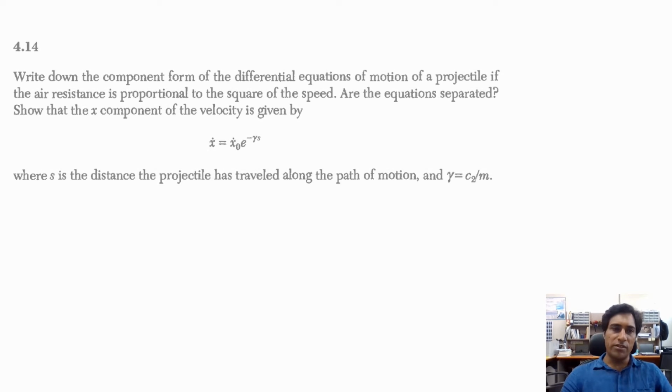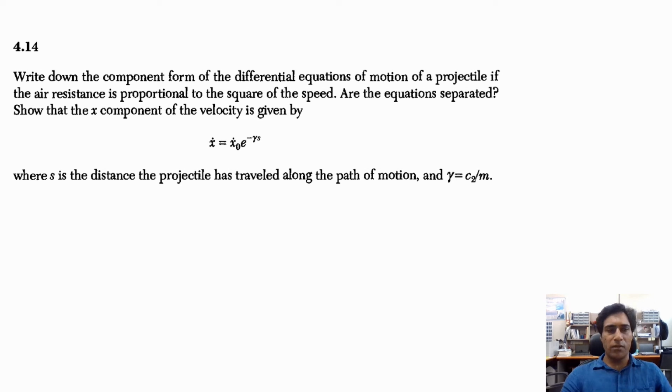Today I will solve problem 14 from chapter 4. The statement of the problem is: write down the component form of the differential equations of motion of a projectile if the air resistance is proportional to the square of the speed.